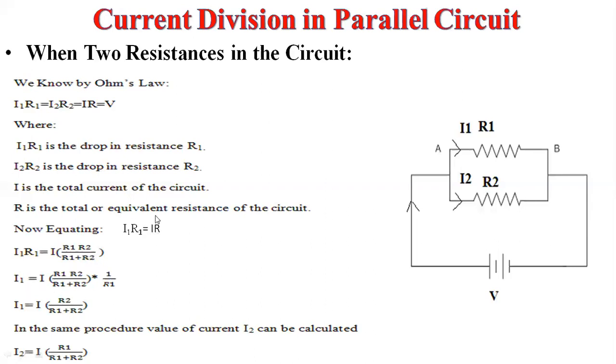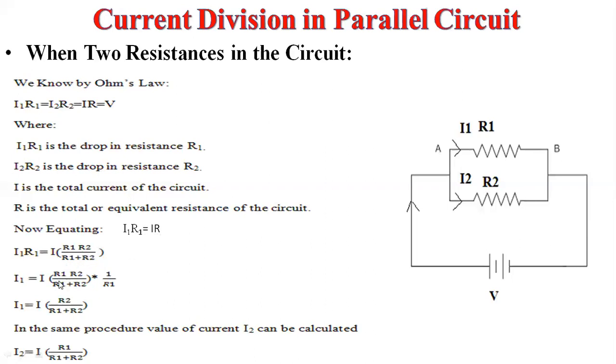R is the total or equivalent resistance of the circuit. So current I1 is equal to IR divided by R1. How do we calculate the equivalent resistance when two resistances are connected in parallel? The formula is R1 R2 divided by R1 plus R2. This is the formula for equivalent resistance.